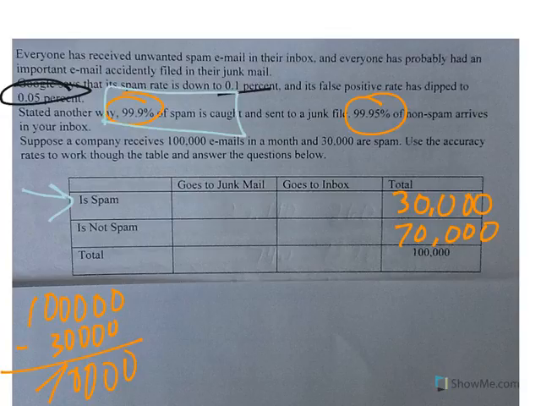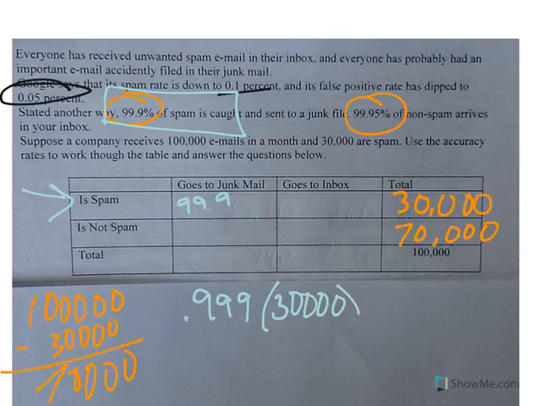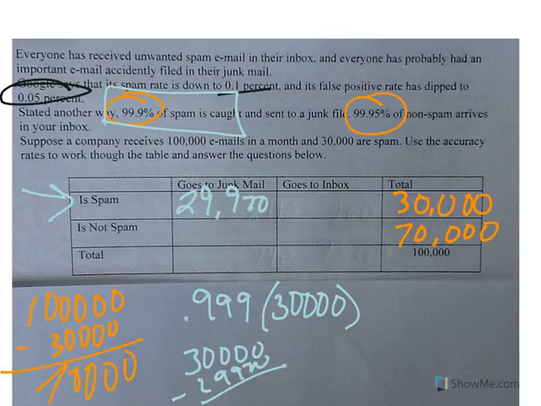Okay, now, let's start with those that are spam. It says right here, 99.9% of spam is caught and sent to junk mail. So the 99.9% is going to be in there. So 0.999 times 30,000, because of the 30,000 spam emails, 99.9% of them are caught and go to junk mail. When I multiply 0.999 times 30,000, I get 29,970. And if I had 30,000 total and 29,970 went to junk mail, that means 30 of them are still going to your inbox. But that's not horrible, right?